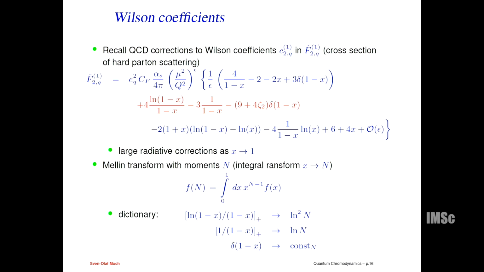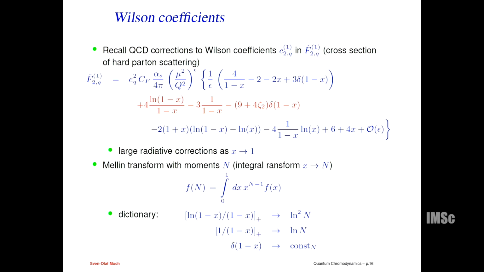So it is this expression here, this line and this line. The interesting thing to note is that it has plus distributions, the log of (1 minus x) over (1 minus x) and 1 over (1 minus x) plus distributions. They are integrable quantities, but they are large when you approach the limit x to 1.